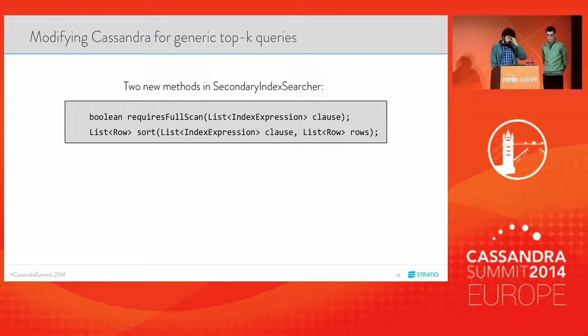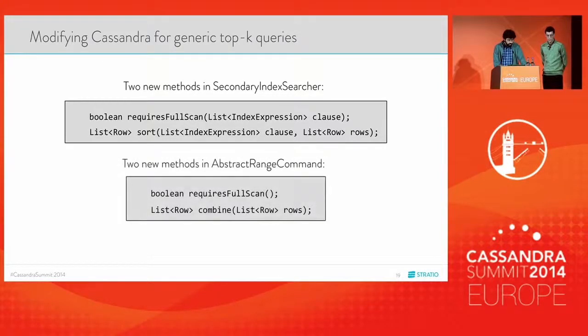First, we have added 2 additional methods to the Cassandra secondary index searcher: one indicates that the query requires relevance, and the other specifies how to combine the partial results according to the query. Then 2 wrapping methods have been added to the Cassandra abstract range command, and finally, some additional changes in the getRangeSlice method in the class StorageProxy make the job possible.